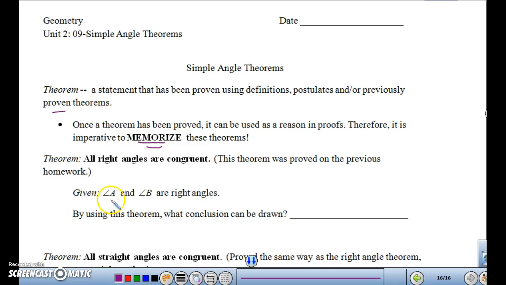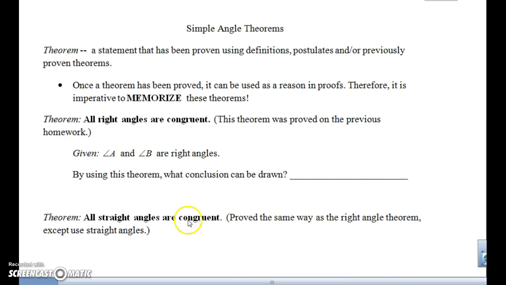For example, if we're given angle A and angle B are right angles, we know the measure of angle A is 90 and the measure of angle B is 90. So what can we conclude? That they're equal in measure, so they must be congruent. So instead of having to go through the proof every single time, we can automatically say, using all right angles are congruent, that angle A is congruent to angle B. That statement can be made because we have the previously proven theorem that all right angles are congruent.